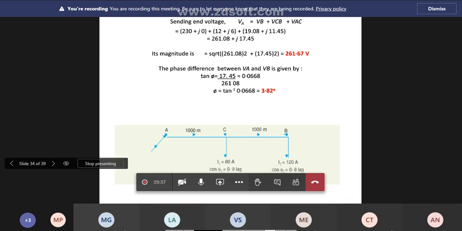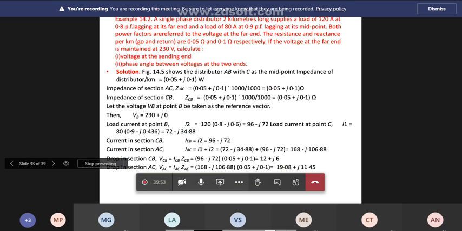So now we have to calculate current at B, that is I2, 120 into cos phi 2 0.8 minus j 0.6, the value is 96 minus j 72 amperes, right? Load current at point C, that is I1, so 80 into cos phi 1 minus j sin phi 1, this value is 72 minus j 34.88. So currents at the points are calculated.